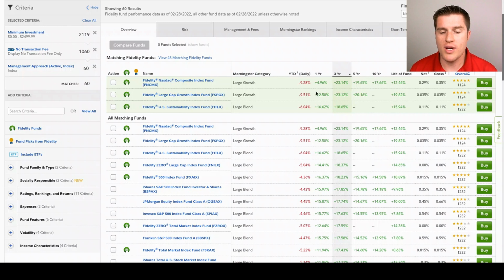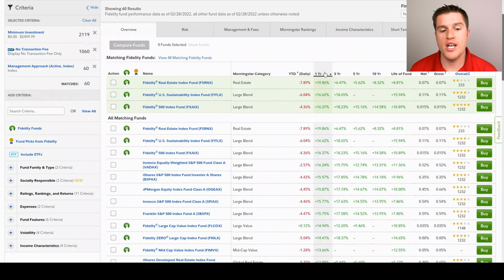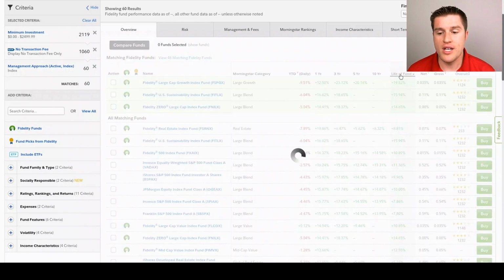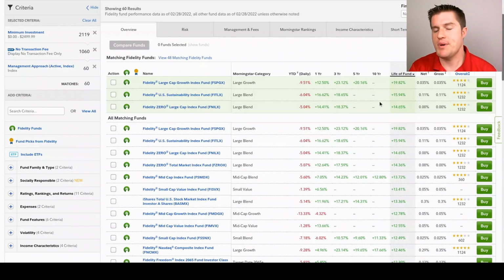So you can sort it. You might say, which one has had the best 1 year run? Ooh, the Fidelity Real Estate Index Fund. So if you're into real estate, this might be a really cool index fund to look at. You might look at the Fidelity 500 Fund, and that is based off the S&P 500. You can look at different performances here. You can sort it by their three. One I like to look at is the life of the fund. Obviously, some funds that haven't been around for a long time might have better performance, but it's good to look at. Expense ratio, the lower the better.